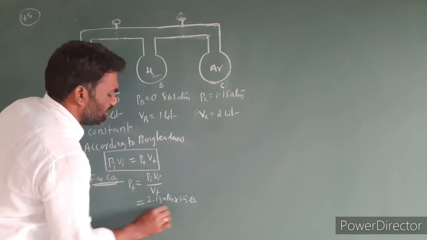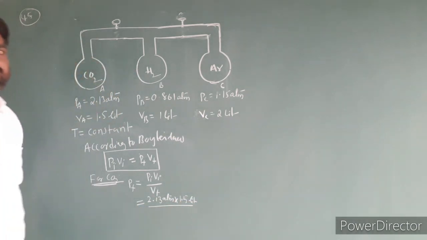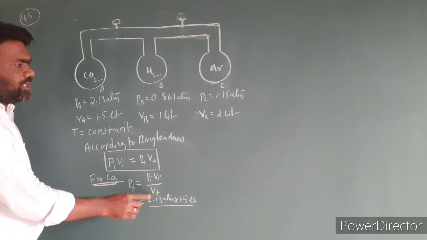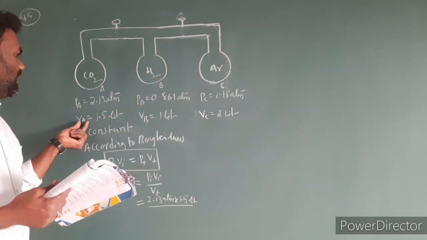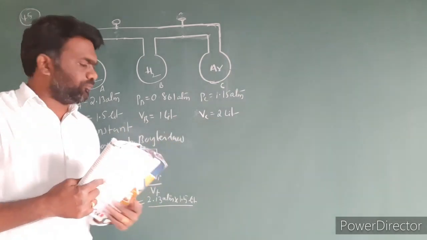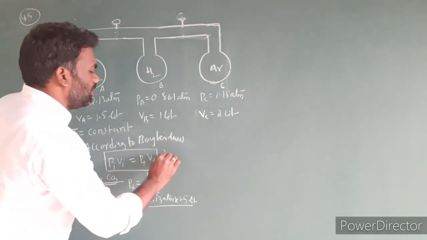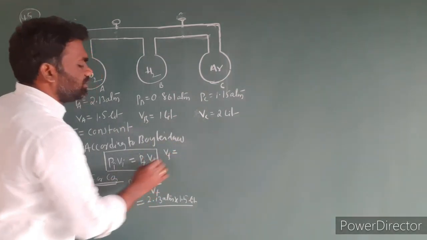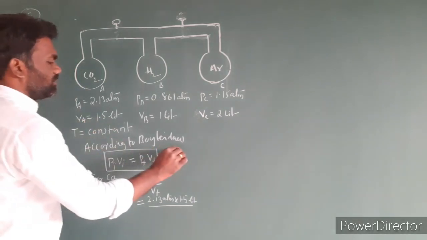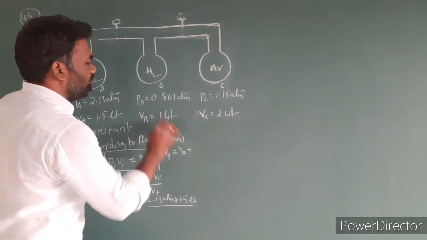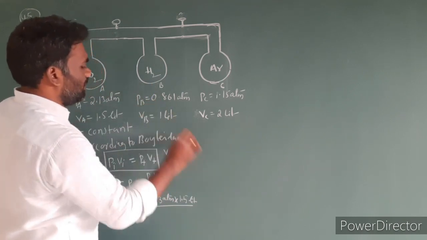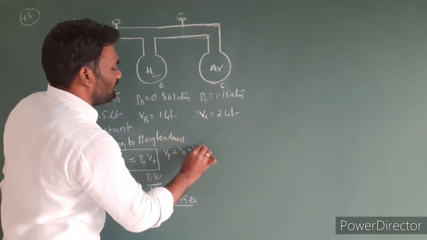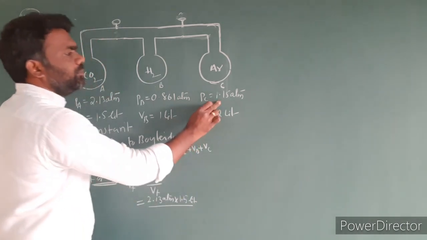1.5 liters, isn't it? So whenever the stopcock is opened, we have to take VA plus VB plus VC as the final volume. So we have to find out the final volume. V final is equal to volume of A plus volume of B, the B bulb, sorry, VB, plus volume of the third bulb C.